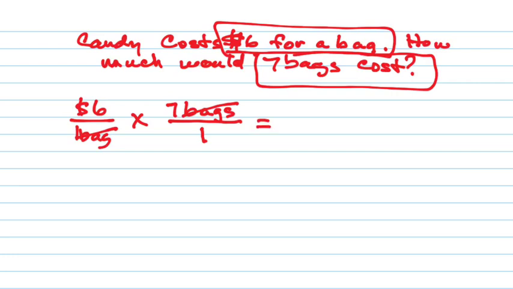And then I just multiply how? Straight across. So dollars times nothing is dollars. 6 times 7 is 42. In the bottom, it's 1 times 1, which is 1. Do I need that? No. So how much is 7 bags of candy going to cost? $42.